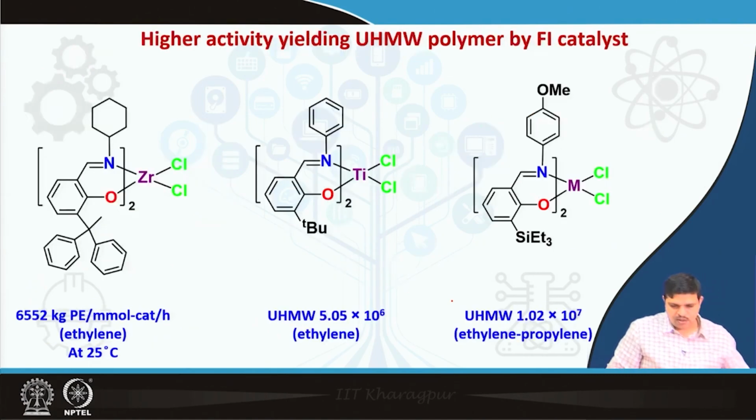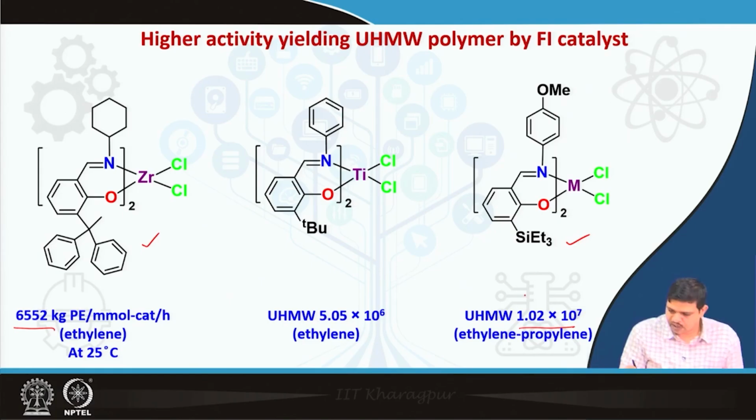Okay, fine. So here you will see that lots of catalysts have been developed from time to time, and I will try to give some of the data. This is especially for industrial personnel, to understand how effective these catalysts are in polymerizations. So here you will see this phenoxyamine type of catalyst, let's say this one is 6552 kg polyethylene per mole of catalyst per hour. And this one is 1.02 times 10 to the 7, that is the activity.